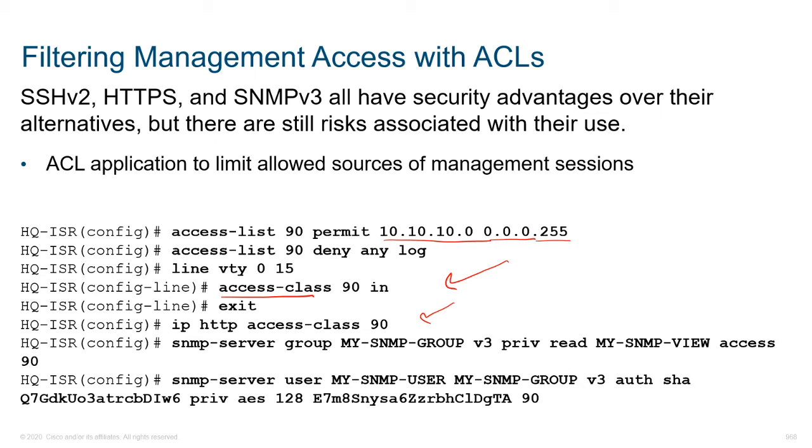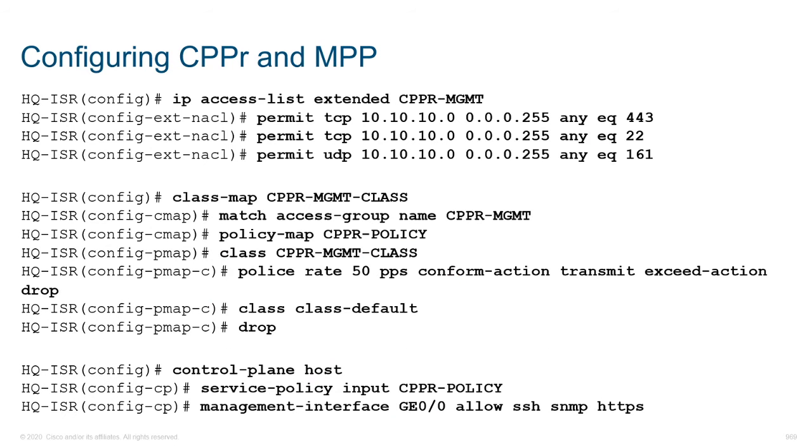And last but not least, here is a reminder of how we can reference the ACL of 90 with our SNMP group and our SNMP user. So this is falling off the line a little bit on the group command, but when you tack on that ACL at the end, it'll ensure to apply everything that is in that ACL.